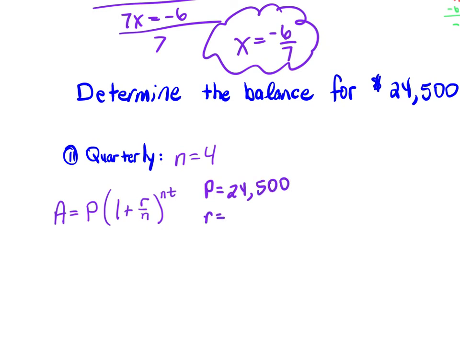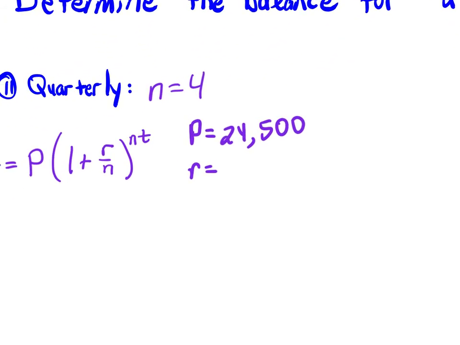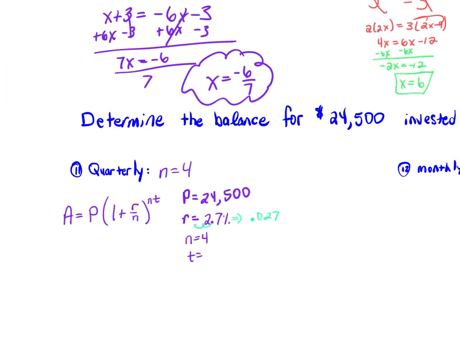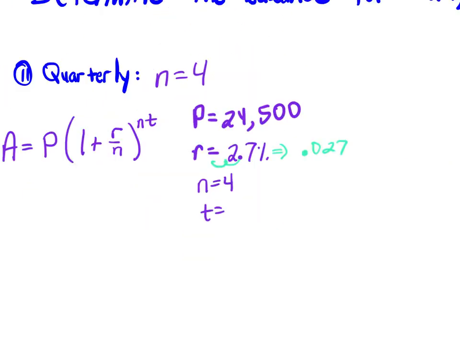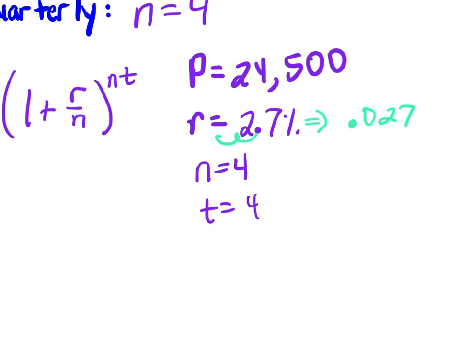My R, my rate, is at a rate of 2.7%. But remember, guys, 2.7% is not a decimal. I have to convert that to a decimal, so I would move my decimal point over 2. So my interest rate that I'm going to use to plug in is 0.027. Very important that you do that. N, we said, is going to be 4 because it's quarterly, and the time that they're telling us that we're investing over is 4 years. So that's my 4. So these are the things I need to see from you.